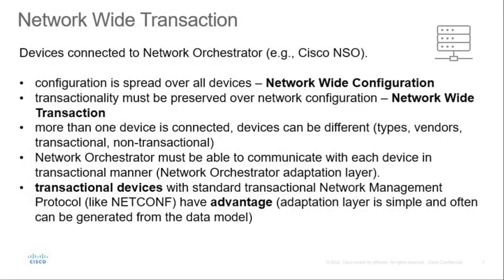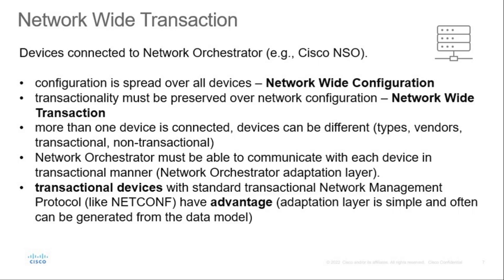Let's define the term network-wide transaction used in a network orchestrator, for example in Cisco NSO. The orchestrator can manage configuration and states of many devices at the same time. Devices can be of different types and vendors. The configuration is thus spread over all devices and can be seen as one large configuration of the whole system or network. We can call it network-wide configuration. A transaction over network-wide configuration can be called network-wide transaction.